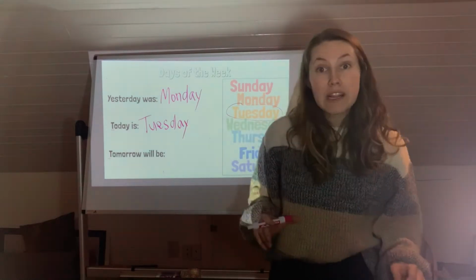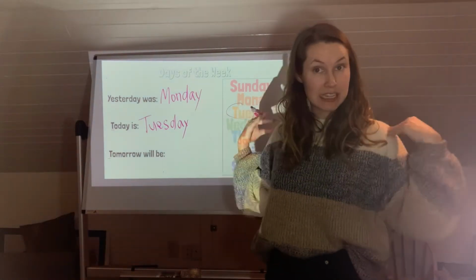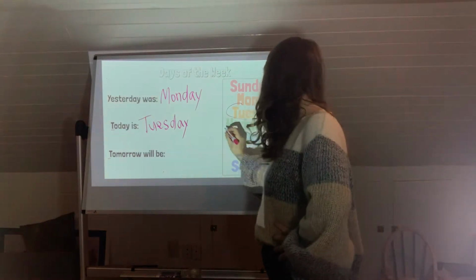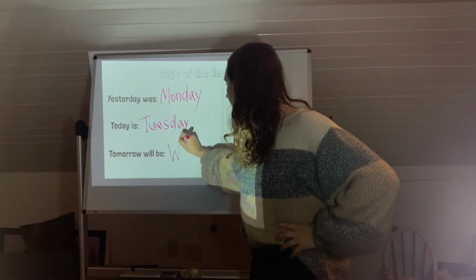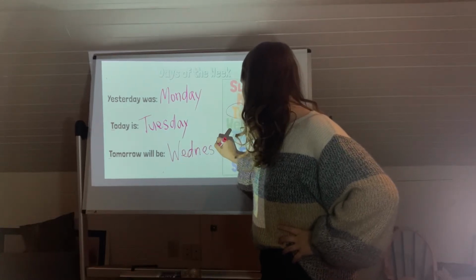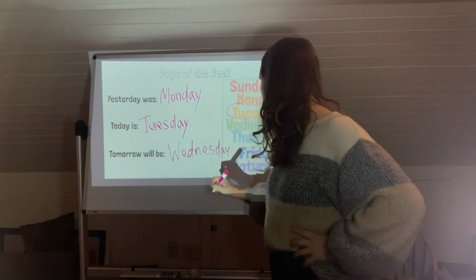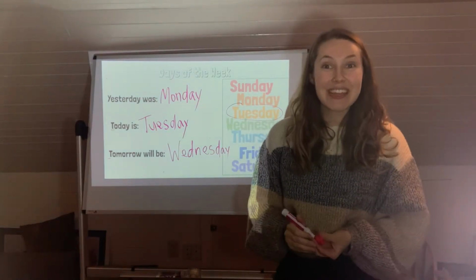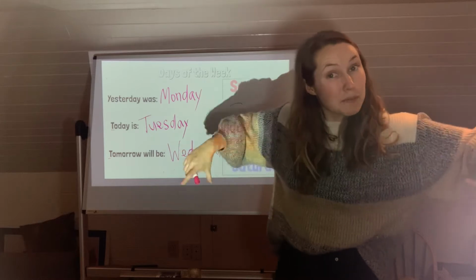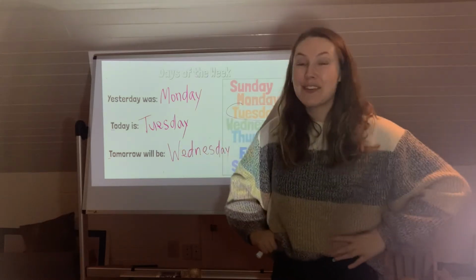Tomorrow. What day will tomorrow be? If today's Tuesday, tomorrow will be Wednesday. Very good. And Wednesday is written with a letter W, which we reviewed last week as one of our days of the week letters. All right, so there we have it. We know that yesterday was Monday, today's Tuesday, and tomorrow will be Wednesday. We're ready to move on to our weather report.